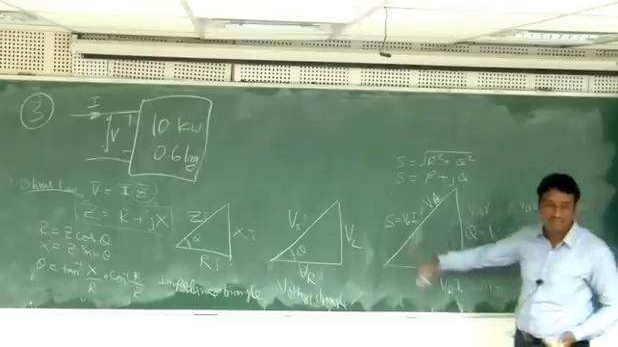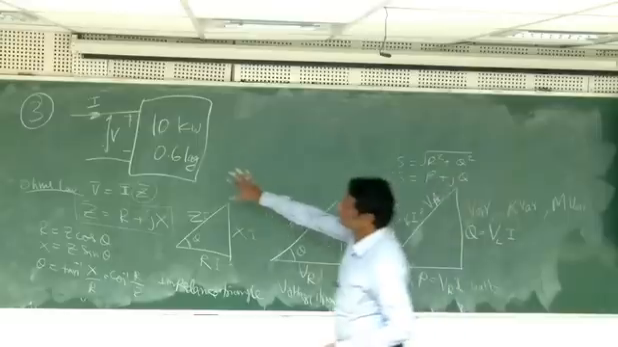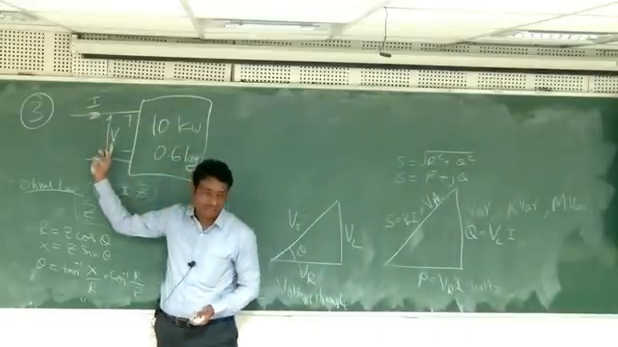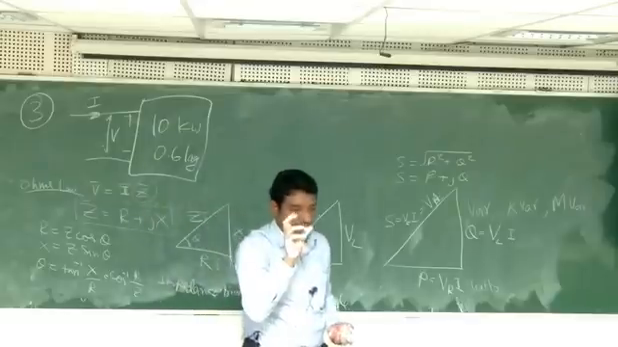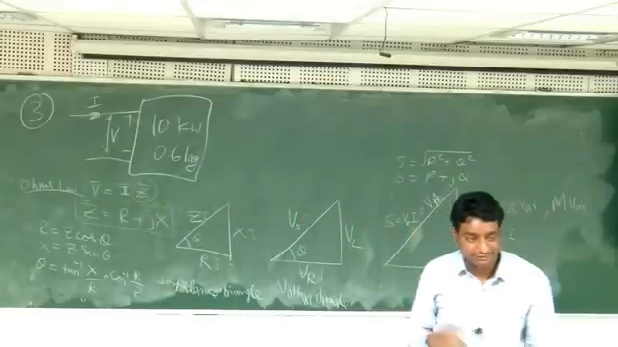Significance of S is the apparent power. That means in this case, if I simply multiply the I RMS value into the V RMS value, it will be I into V, some value. So that is the total volt ampere value. So that is S.